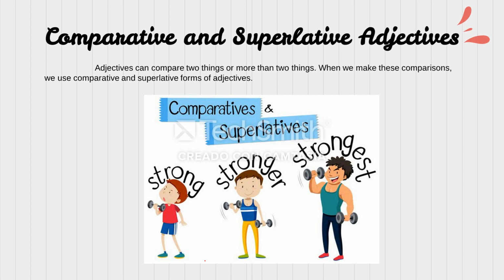Comparative and superlative adjectives. Adjectives can compare two things or more than two things. When we make these comparisons, we use comparative and superlative forms of adjectives. Okay? For example, here we have the adjective strong. The comparative is stronger. We add er at the end. And the superlative is strongest. We add est at the end of the adjective. Okay?